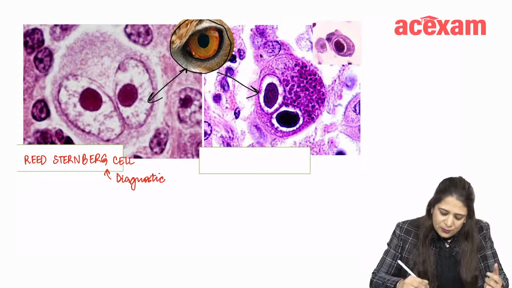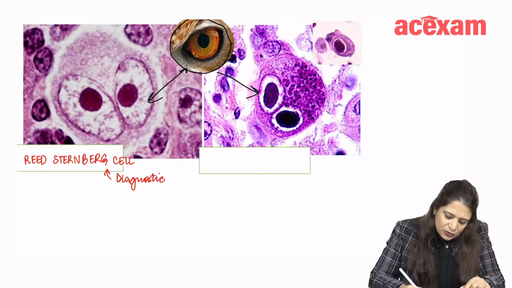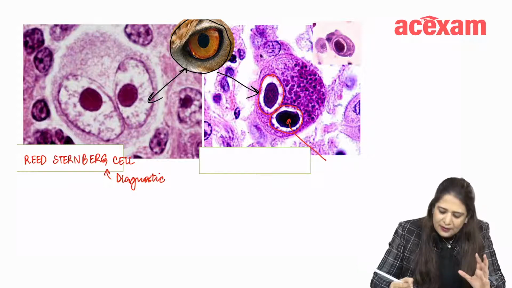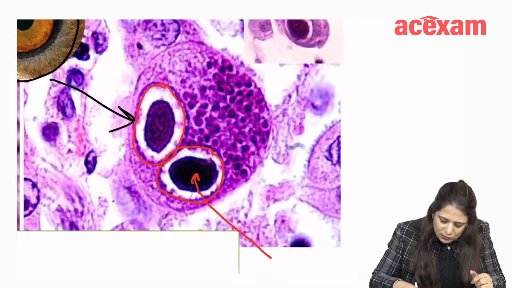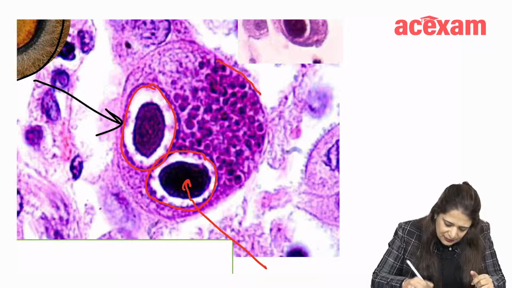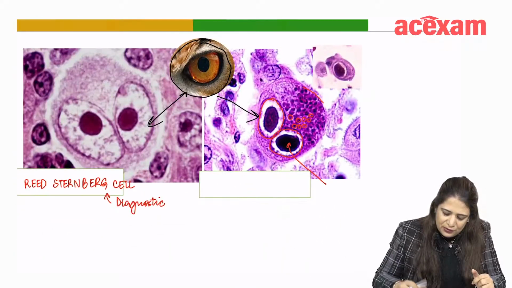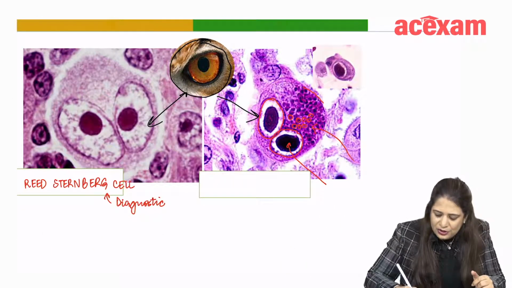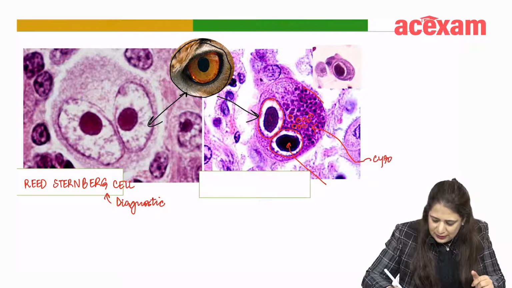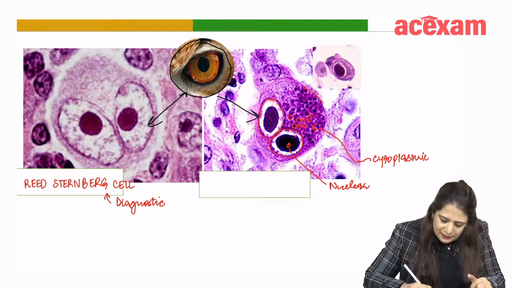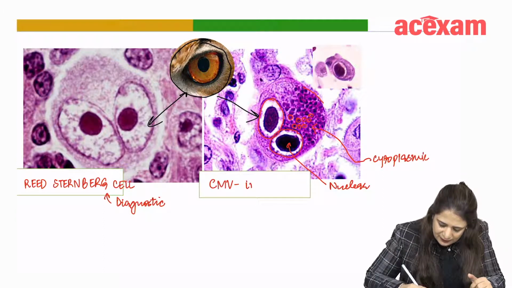Whereas in this picture, this beautiful photomicrograph is also showing owl eye appearance, right? There are two nuclei with very dense basophilic inclusions seen here. And not just the nuclear inclusions, if I zoom into this picture, within the cytoplasm are certain pink, bluish pink, basophilic speckles. So not just the nuclear inclusions, but you also see the cytoplasmic inclusions. And this cell is the CMV infected cell.